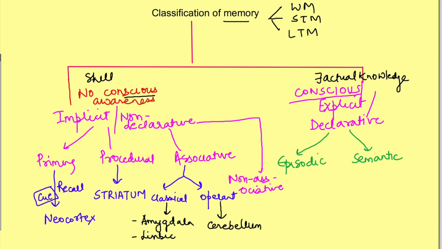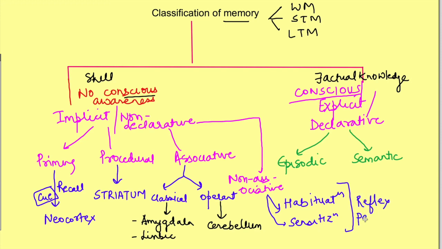Then the next one is non-associative learning. Non-associative learning, which involves habituation, that is a decrease in response to a repeated non-noxious stimulus, and sensitization, that is increased response to a non-noxious stimulus after application of a noxious stimulus, these are basically reflex responses and are stored in reflex pathways in sensory and motor system.